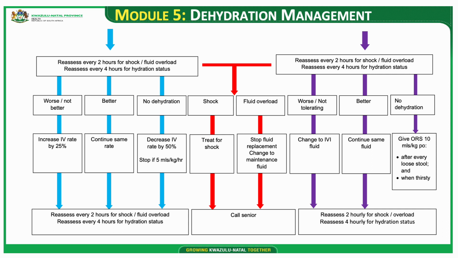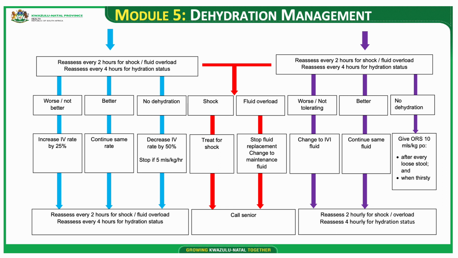We would again reassess these children every 2 hours for shock or fluid overload, and if we found that to be the case, then we would follow this red section in the middle, as we did with the previous patients. If we reassess the child every 4 hours for their hydration status, we could find that they are either worse or not tolerating the oral or nasogastric fluid. In this case, we would change to IV fluid, which would be the same rate that we gave to the child who had been in shock, and we would reassess them every 2 hours for shock or fluid overload.